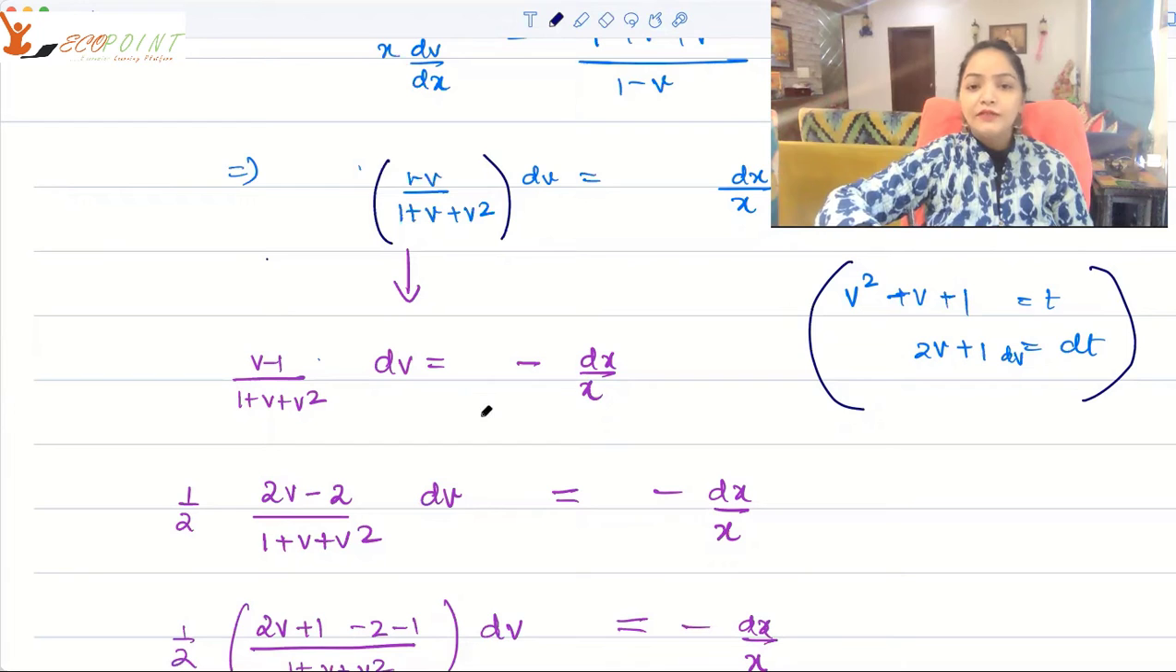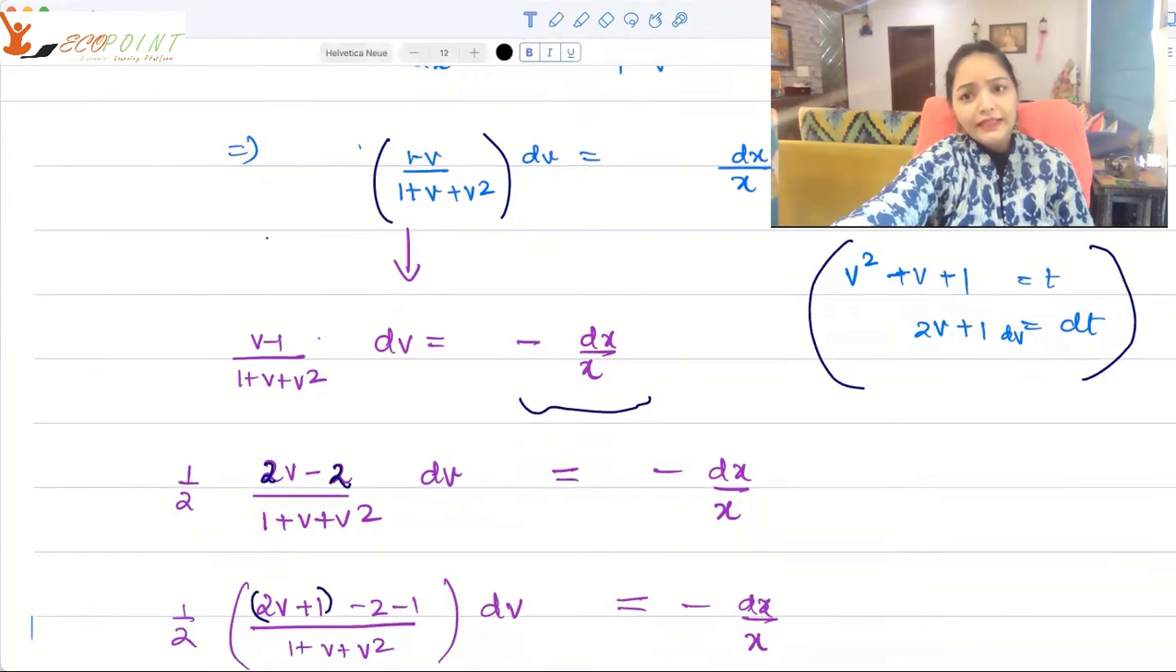So what I've done is I've taken the minus sign common so that it becomes v minus 1, and here you have minus dx by x. Then, since I require 2v plus 1, so I require 2v. So I've multiplied and divided by 2. So I'll have 2 in the denominator, and in the numerator I'll have 2 times v minus 2. Then since I require 2v plus 1, I'm going to add and subtract 1. Adding 1 will give me an easy substitution, and then you will have minus 3 out here.